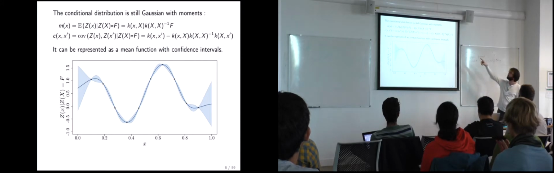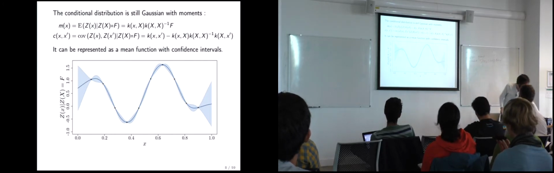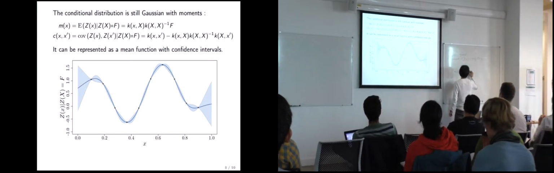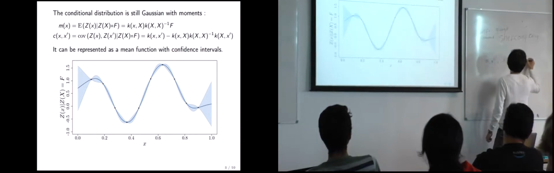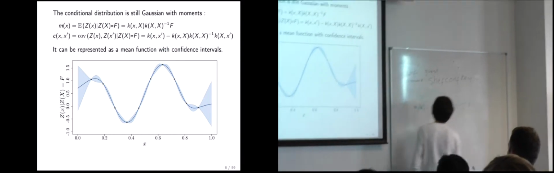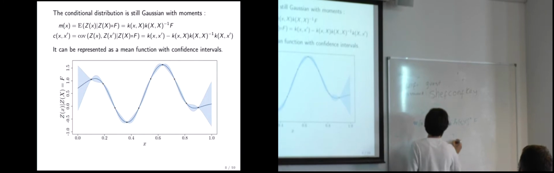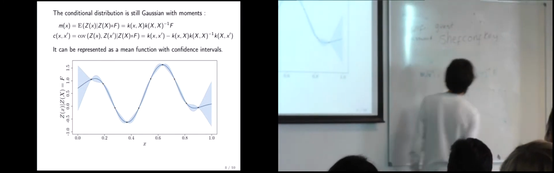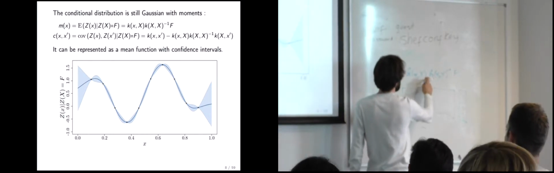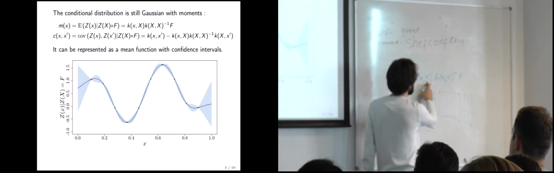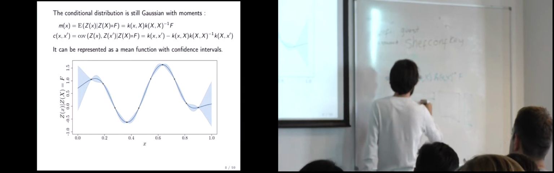Right? The notations I'm using, maybe I will take some time just to make sure no one is confused about it. I write the mean predictor this way, times the observation f. So this will be the shape of the objects I'm having. So this is a vector that contains the covariance between the point I want to predict and all the points I have in my data. So if I have n points in my data set, that would be n.